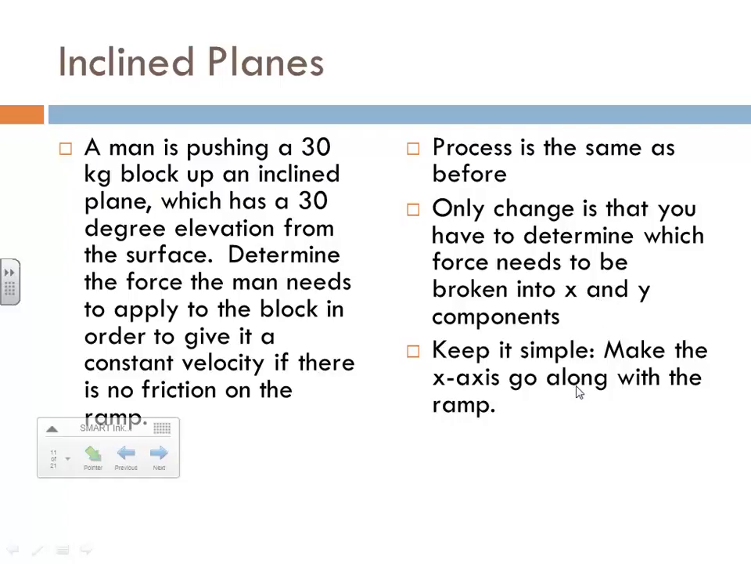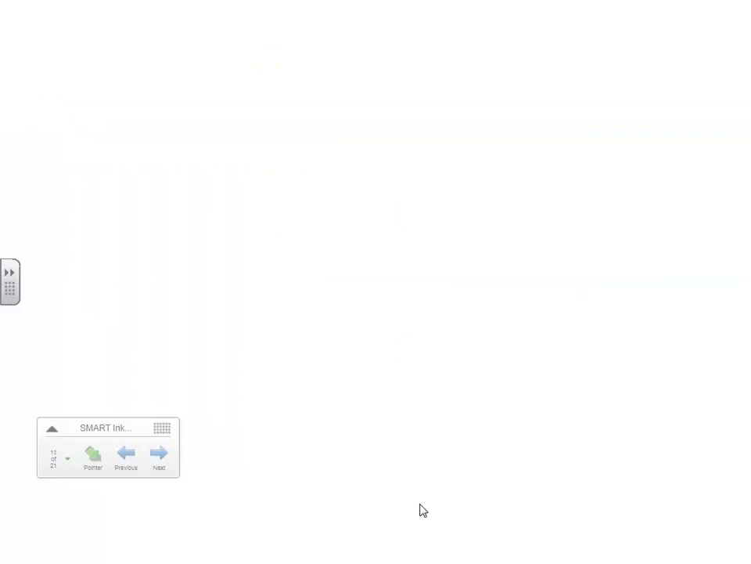And we're going to keep it simple. The axes aren't always going to be nice straight up and down like you're used to seeing for kinematics or like a graph. I'm going to show you how to do it, but basically the x-axis is going to go along with the ramp. And that makes life so much simpler. And if we do this problem right, we should get 147.15 newtons. Alright, so let's see how to do it.